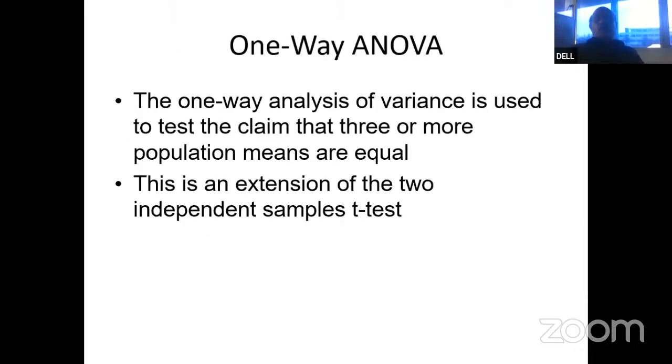ANOVA one way. One way analysis of variance is used to test the claim that three or more population means are equal. In a small sample, for two population related values we can test mu1 equal to mu2. In ANOVA, for more than that, we have to apply ANOVA. So, observing a single characteristic, we use the one way. This is the extension of the two independent sample t-test.